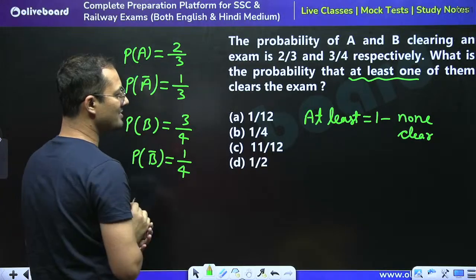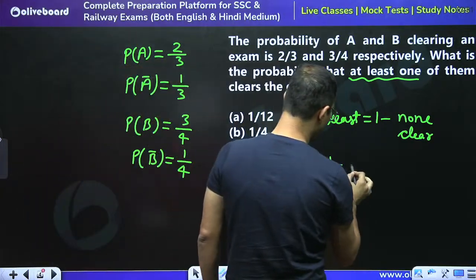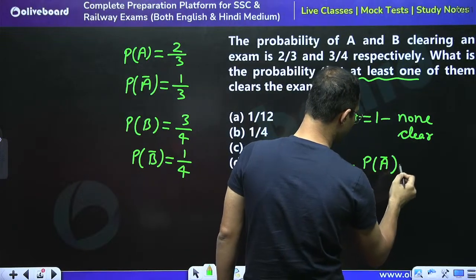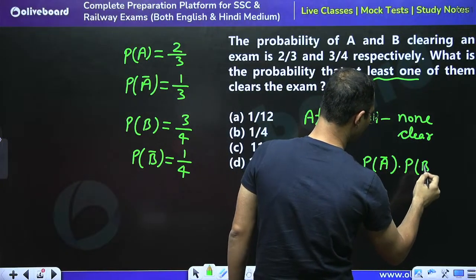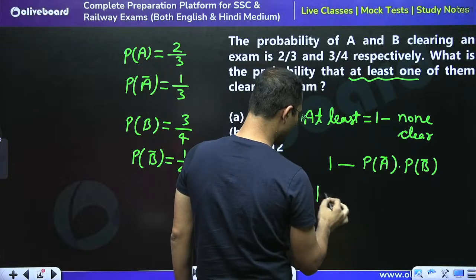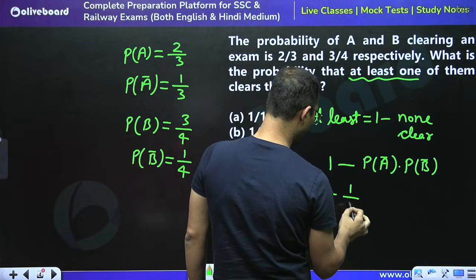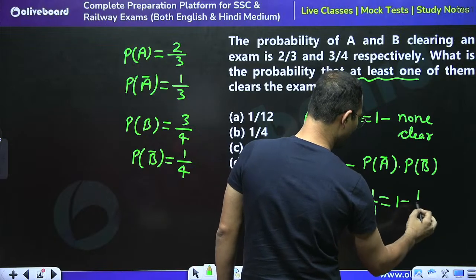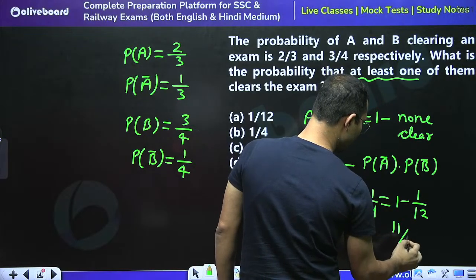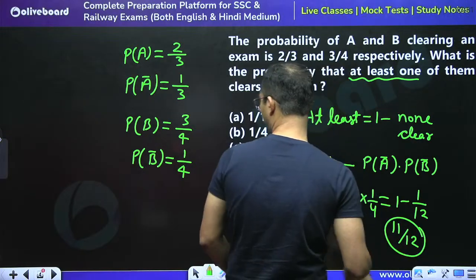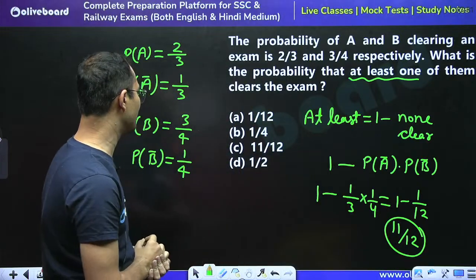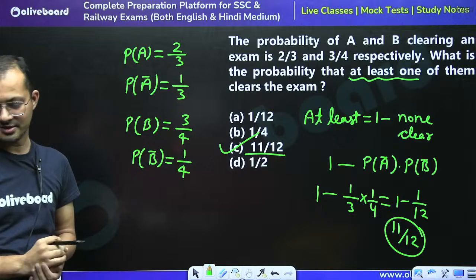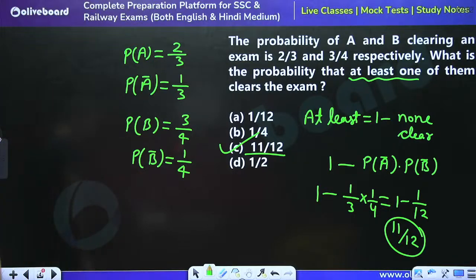So simply I can say 1 minus none of them is going to clear. It means the probability of A not clearing the exam into the probability of B not clearing the exam. So simply we can say 1 minus 1/3 into 1/4, so 1 minus 1 upon 12. So 11/12 is the right answer. Very simple. C part is the right answer.